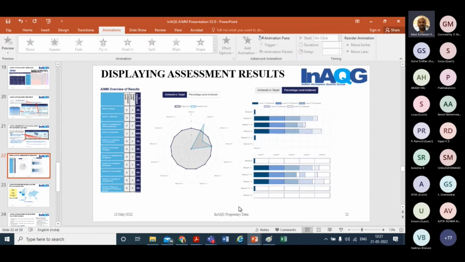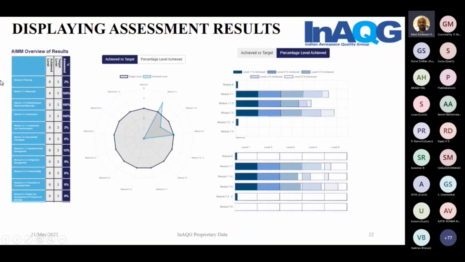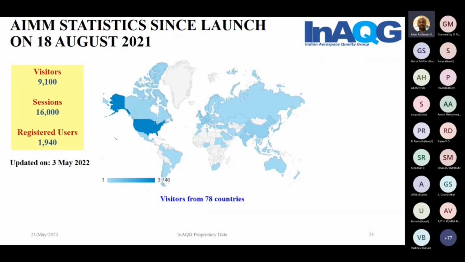So the result section shows like this. Once you complete, you will have the modules which you have selected, the target levels which you have given, and the current level percentage assessed. Based on the percentage assessed, your level achievement will be provided for each of the subclasses. And you can see it in a radar chart. You can see achieved versus target, or at a percentage level. Both levels you can see the charts.